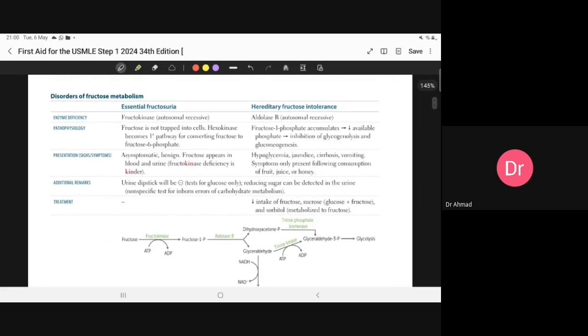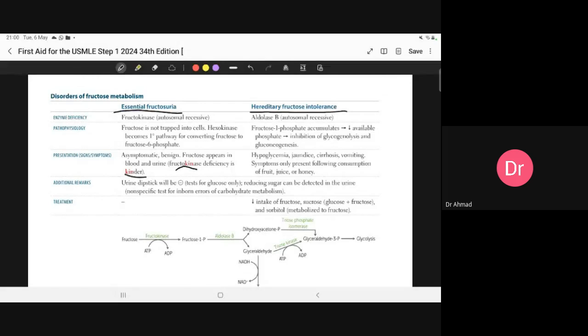Now we will talk about fructose and galactose metabolism. They are very high yield. There are always one or two questions on this in your practice exams, UWorld, and all these things. First, you need to keep in mind essential fructosuria and hereditary fructose intolerance. These are the two types of fructose metabolism diseases. Whenever you have a kinase deficiency, it will be a benign disease, whether it's fructose or galactose. So keep in mind: kinase is kinder.